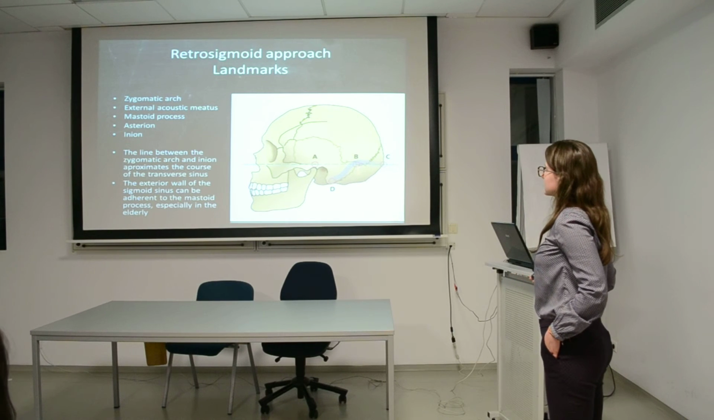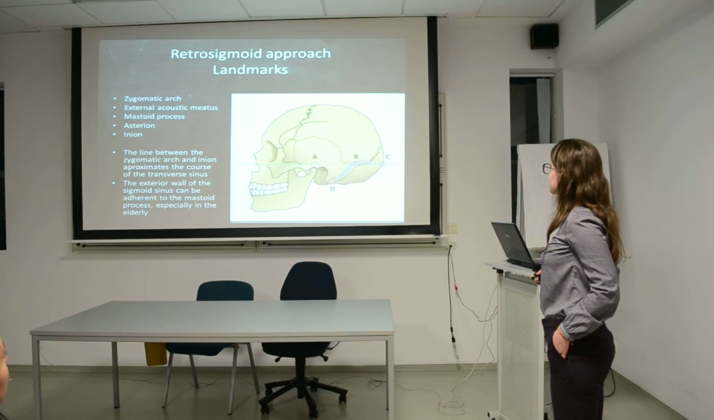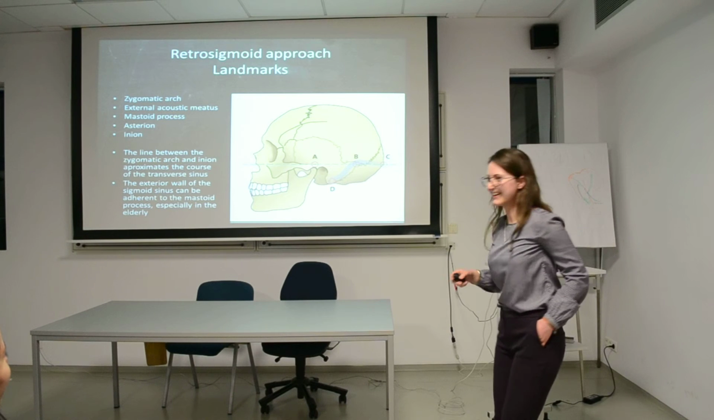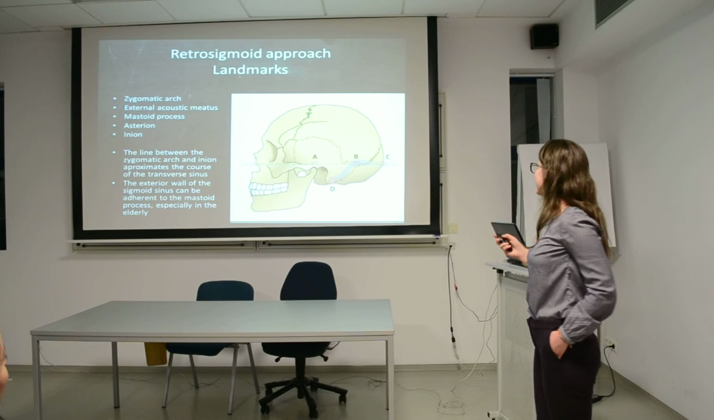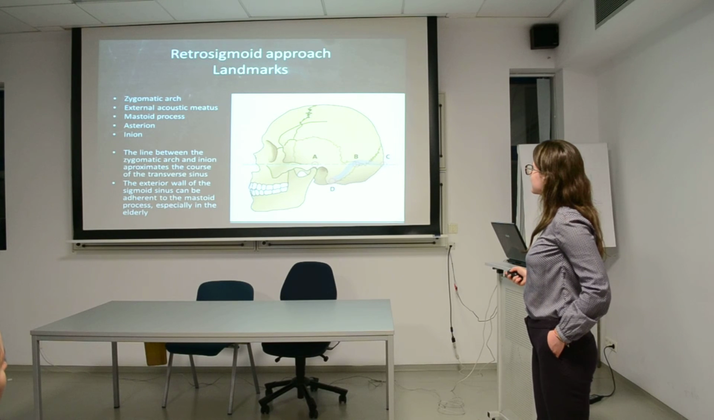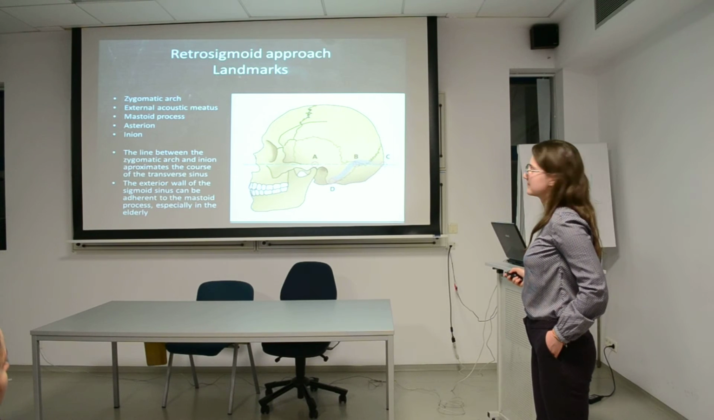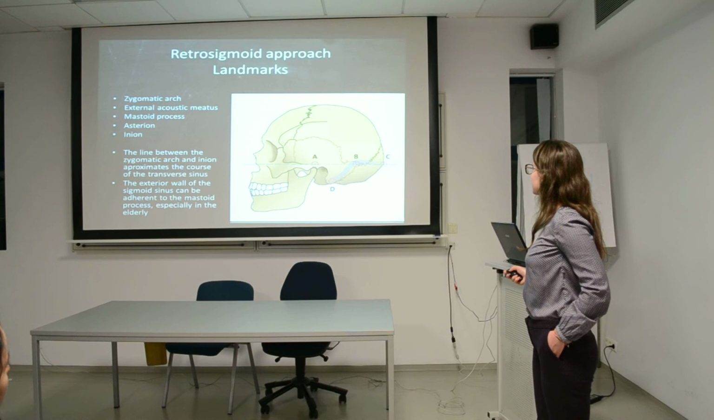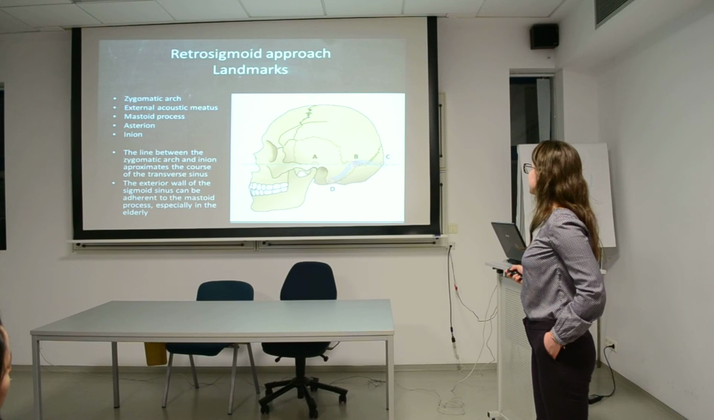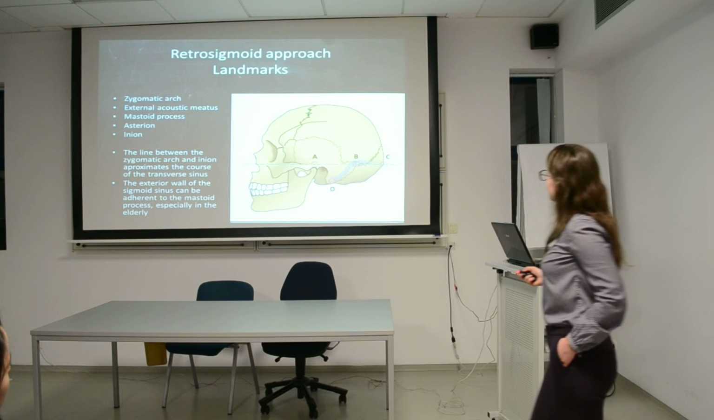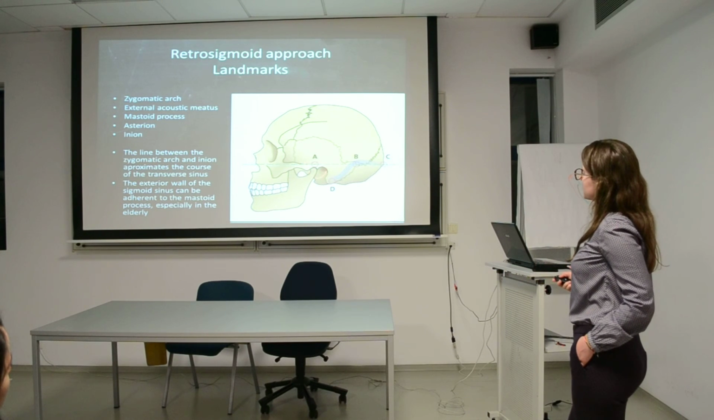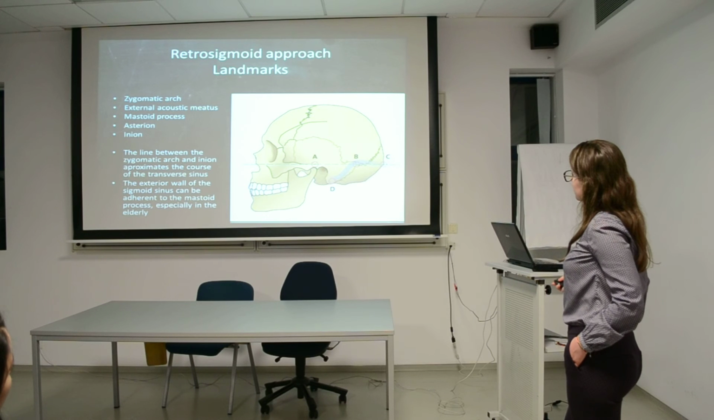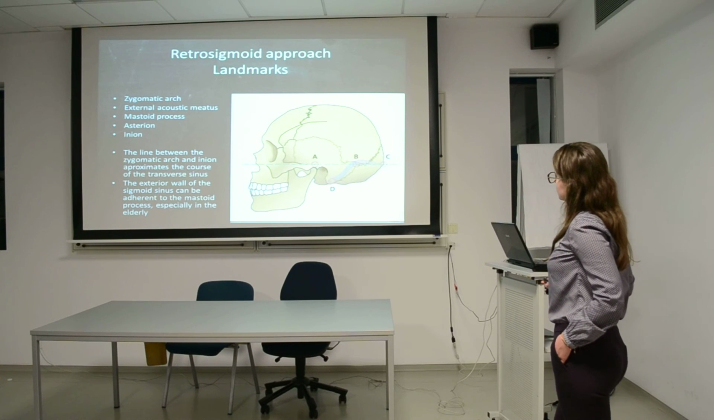Okay, so what is this? This point. Okay, and this one? Perfect. Okay, so if we draw an imaginary line between A and C, we get the approximate trajectory of the transverse sinus.